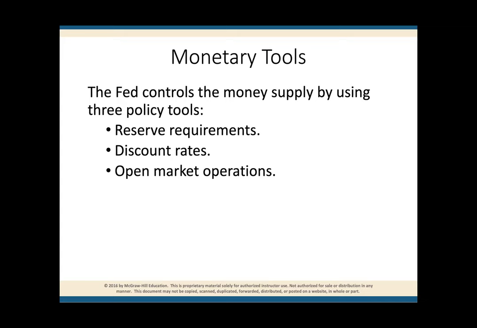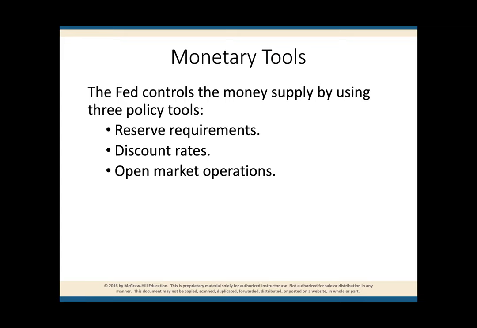Now, think about this then. If we want to constrain the amount of money in the economy, what do we do? We increase the reserve requirements. We increase the discount rate. And we sell bonds. By selling bonds, we're putting worthless pieces of paper that you cannot use to do business, and we take cash out of the economy.